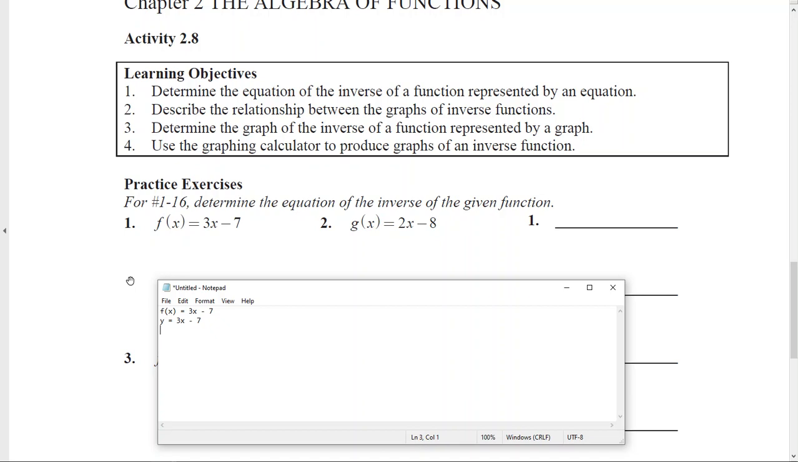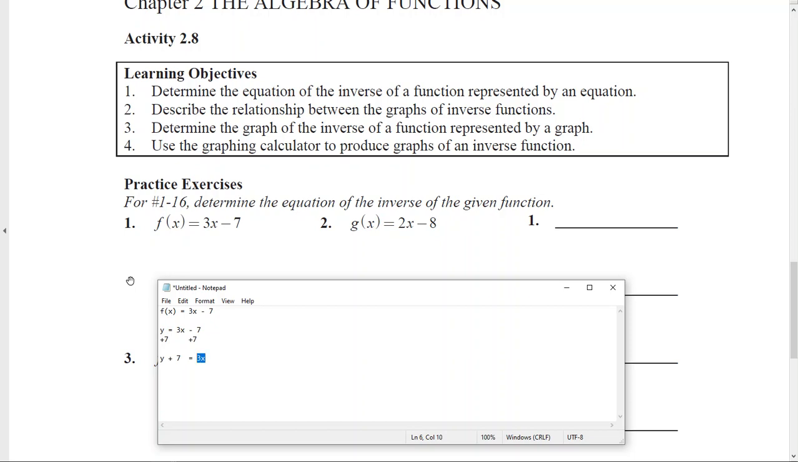Then, step 2, solve for x. Okay, solve for x. So I need to get x by itself. To get x by itself, that negative 7's got to go, so we're going to add 7 to both sides, right? So you've got y plus 7 equals our 3x on the other side.